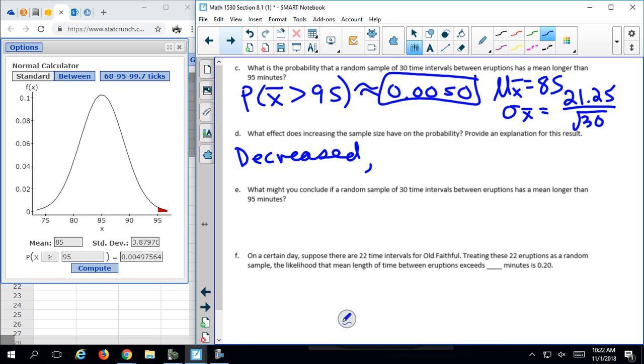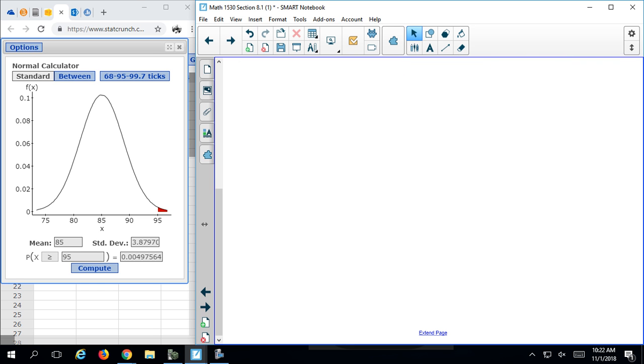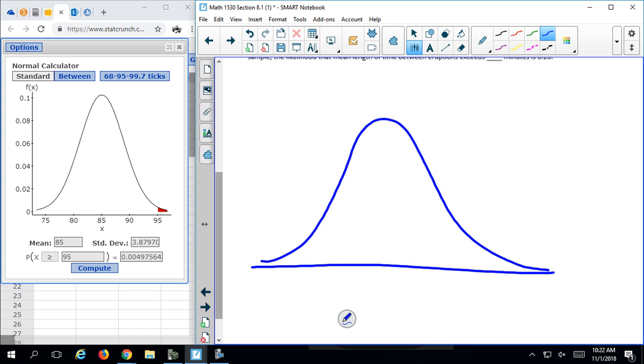The question is why. So I just want to draw you a picture here to explain why. So here's sample size 1, which is just the original distribution like that. And it had a standard deviation of 21.25, right?